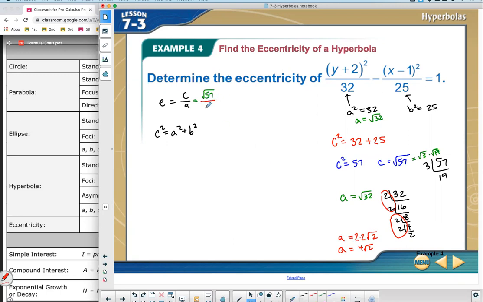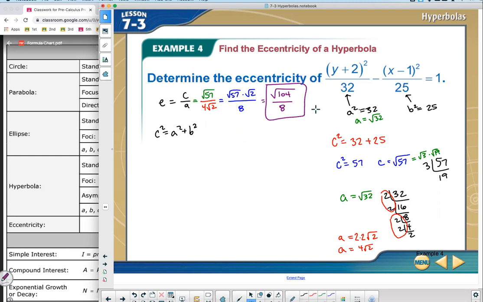So A is 4 divided by square root of 2. If you want to rationalize the denominator, you need to shoot that square root up and then we'll multiply. And so it'd be the square root of 57 times the square root of 2 all over 4 times 2, which is 8. And so one more little simplification, we'll have it rationalized. It's the square root of 104 divided by 8. That's our eccentricity.